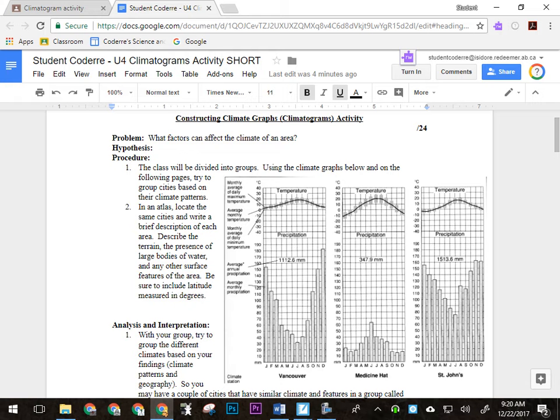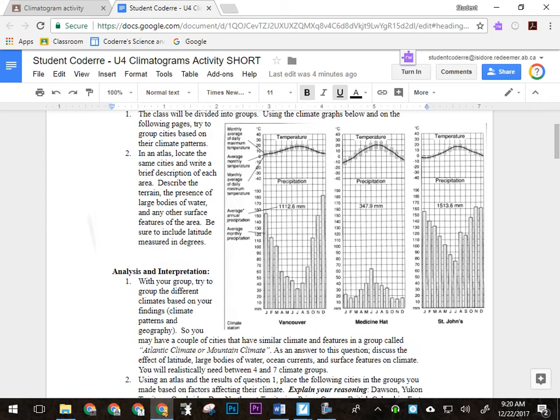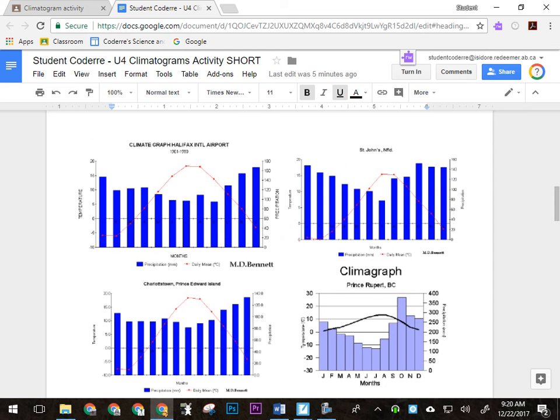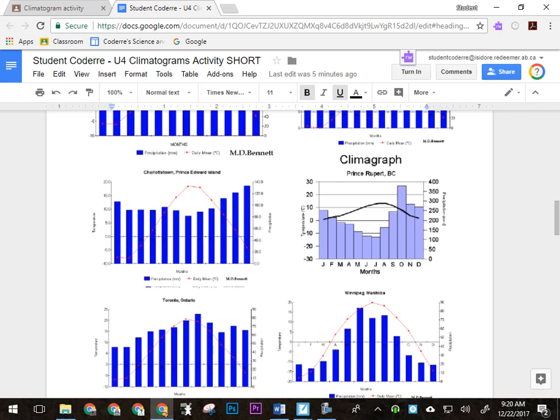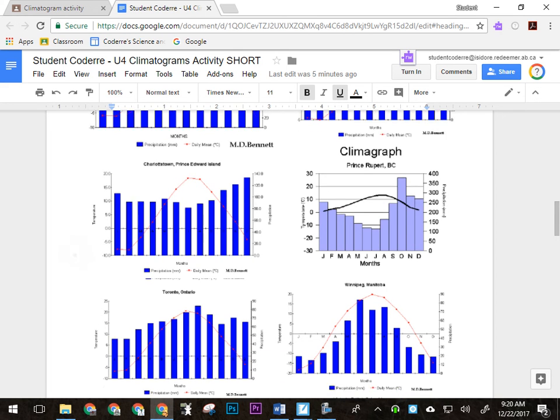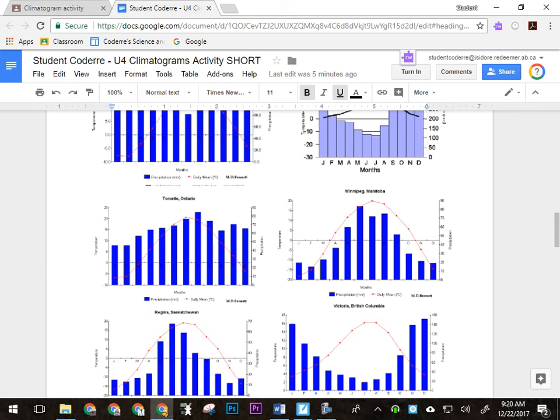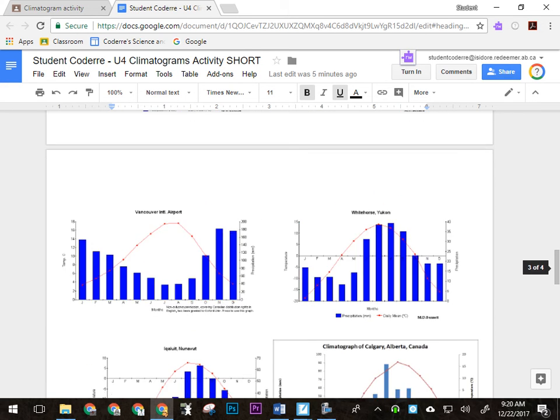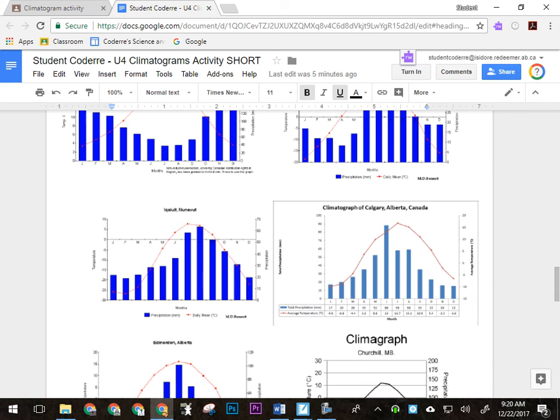So we're just going to group them together using their climate graphs, which, as you can see, if you scroll down, we've got a few of them here. There's one for Vancouver, one for Medicine Hat, and one for St. John's. And then we've got the others here. We've got climate graphs for Halifax, St. John's, Newfoundland, Charlottetown, PEI, Prince Rupert, BC, Toronto, Ontario, Winnipeg, Manitoba, Regina, Victoria, Vancouver, Whitehorse, Iqaluit, Calgary.